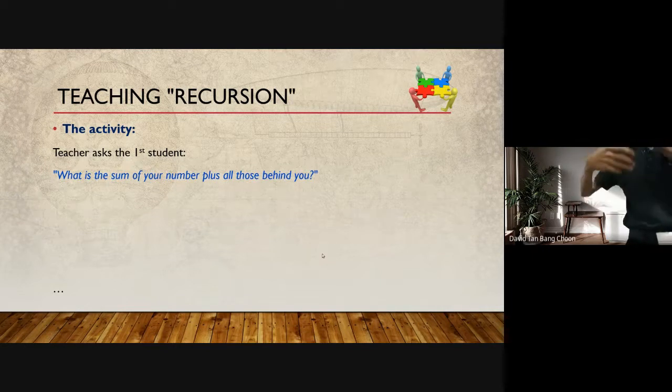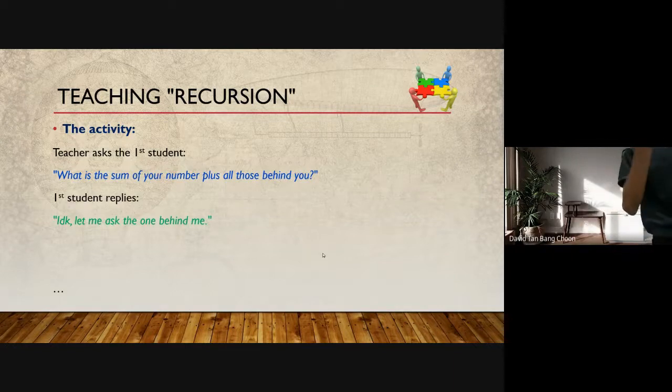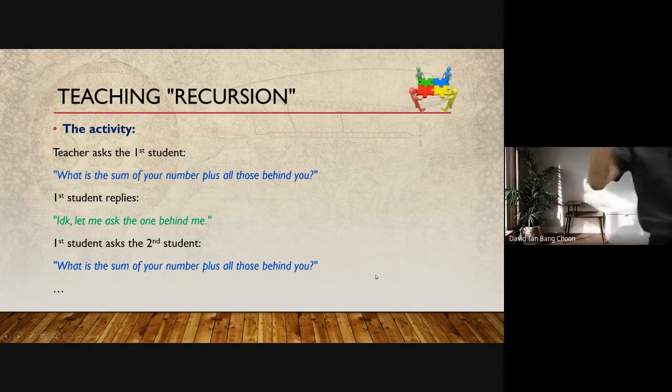The students are seated in the computer lab in columns. Before that, I gave each one a number, and they only know their own number. I asked the first student, what's the sum of your number plus those behind? The student says, I don't know. Let me ask the same question to the one behind. So the first student asked the second student, what is the sum of your number plus the one behind? Again, the reply is, I don't know.